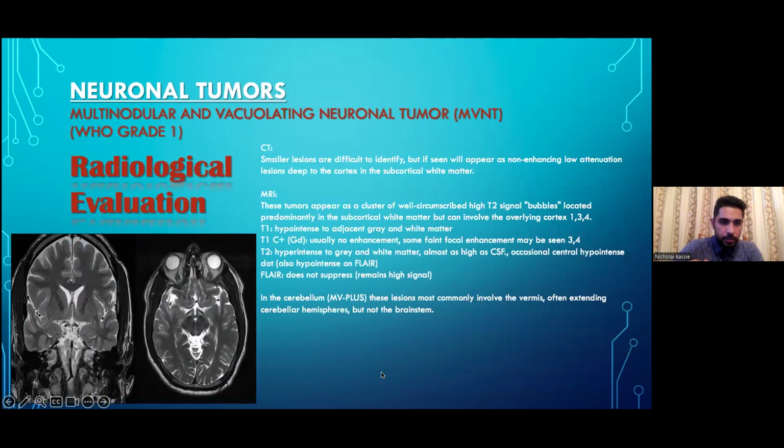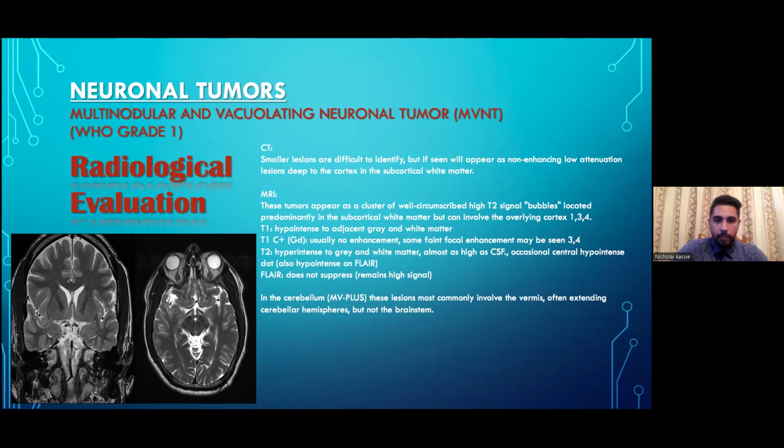In terms of the radiological evaluation, on CT, smaller lesions are difficult to identify, but if seen well, they appear as non-enhancing low attenuation lesions deep to the cortex in the subcortical white matter. On MRI, these tumors appear as a cluster of well-circumscribed high T2 signals, which show a bubbling appearance, located predominantly in the subcortical white matter, but can involve the overlying cortex.